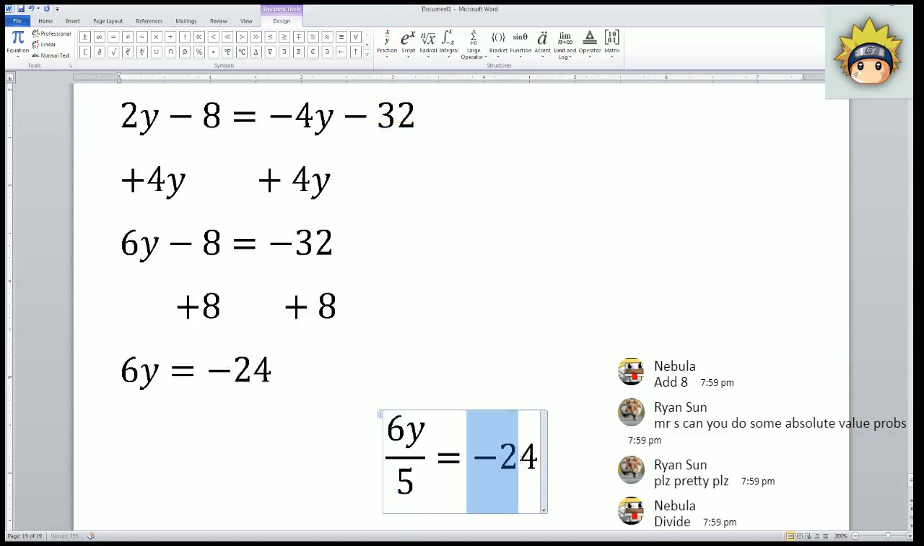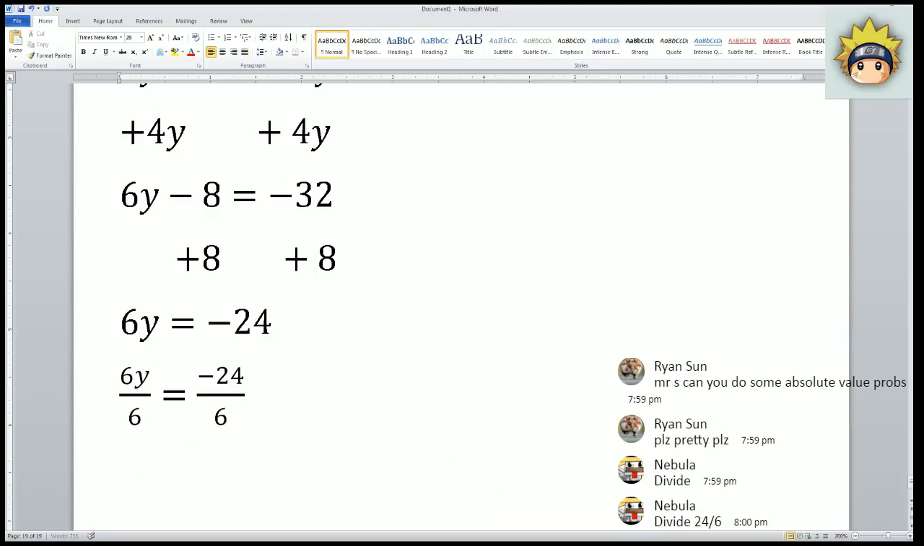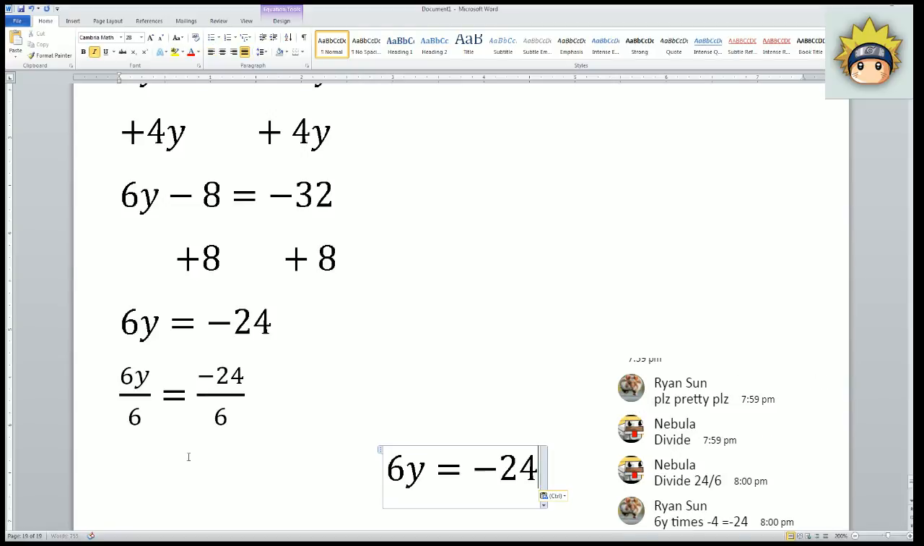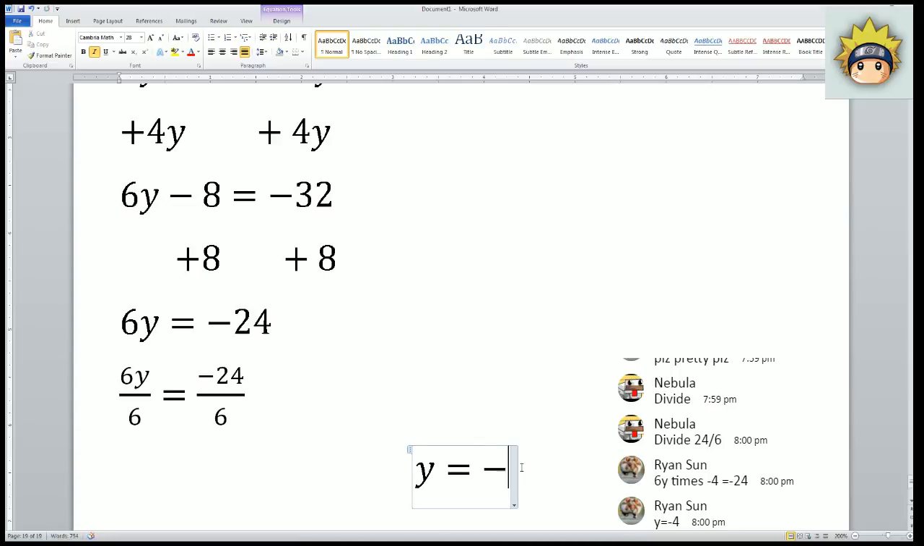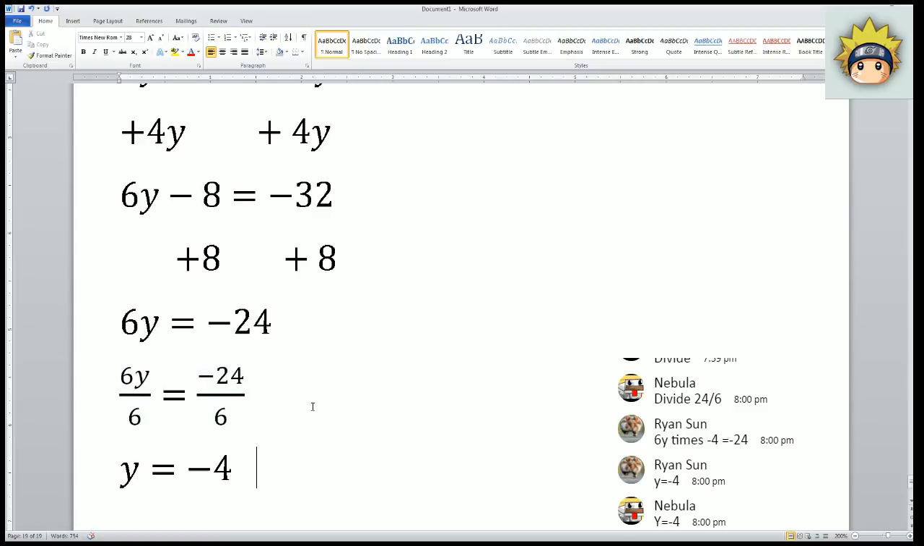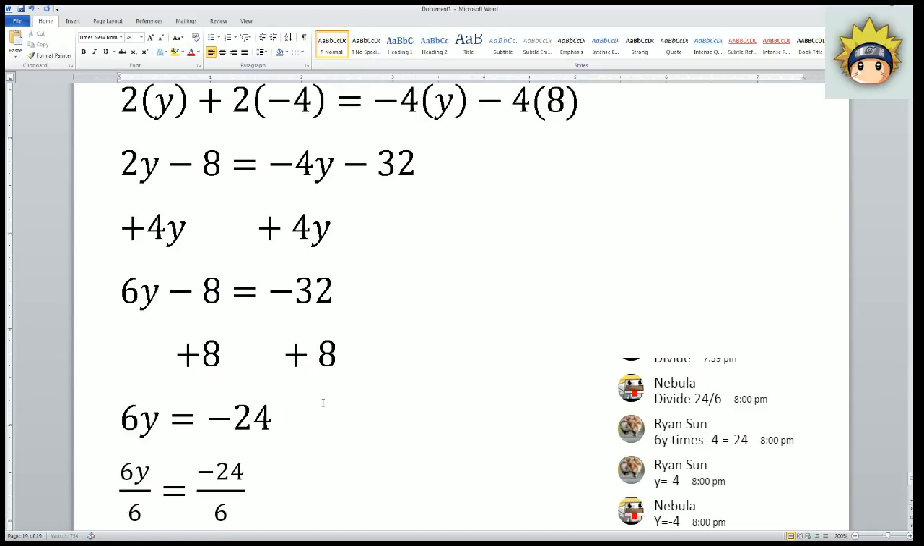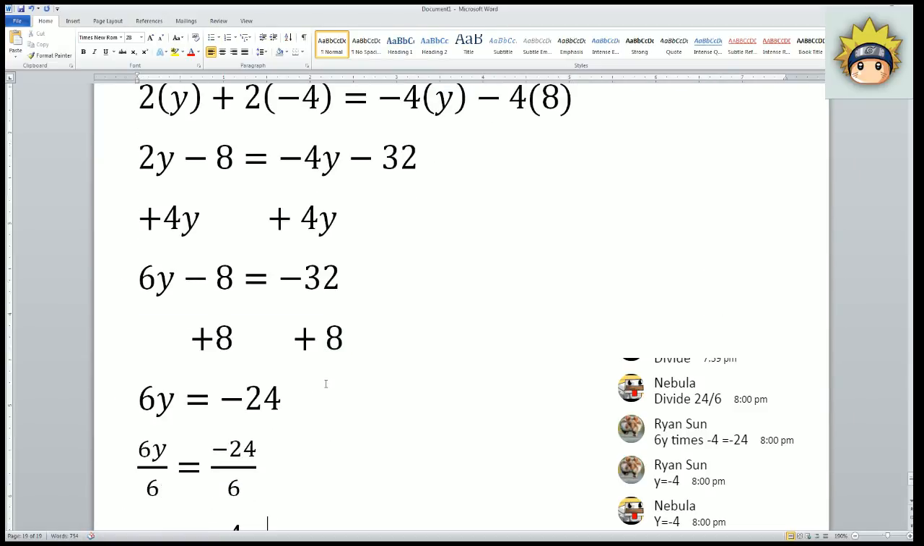Divide this by 6 as well. Oh, sorry, I put 5. There you go. And y should be equal to what? What is 24 divided by 6? It's 4, so -4. Good. Y equals -4, and that's all the solutions right there.